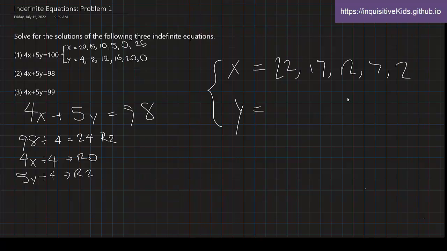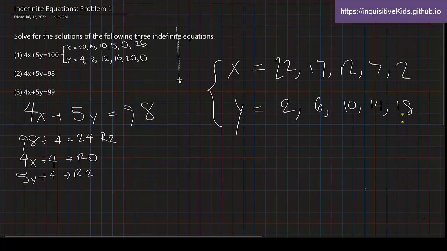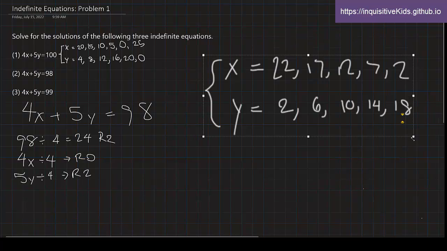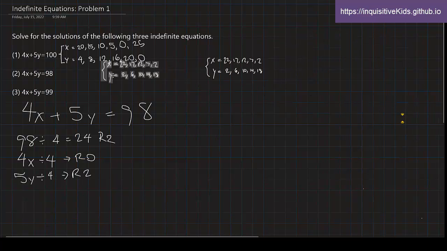Now, if x is equal to 22, for example, 22 times 4 is equal to 88. 88 subtracted from 98 is 10. 10 divided by 5 is 2. Now plus 4, so then this would be 6, 10, 14, and 18. So this is the final set of solutions for the second problem.